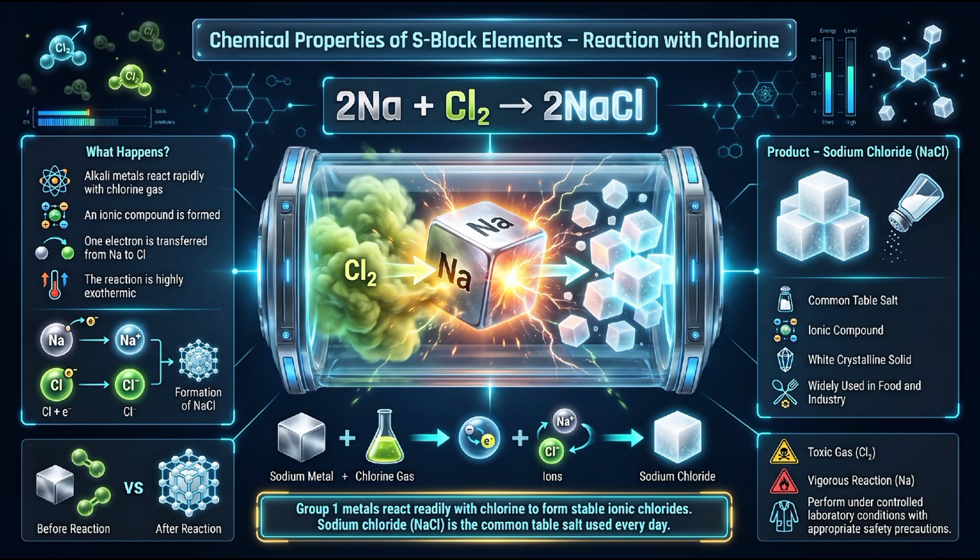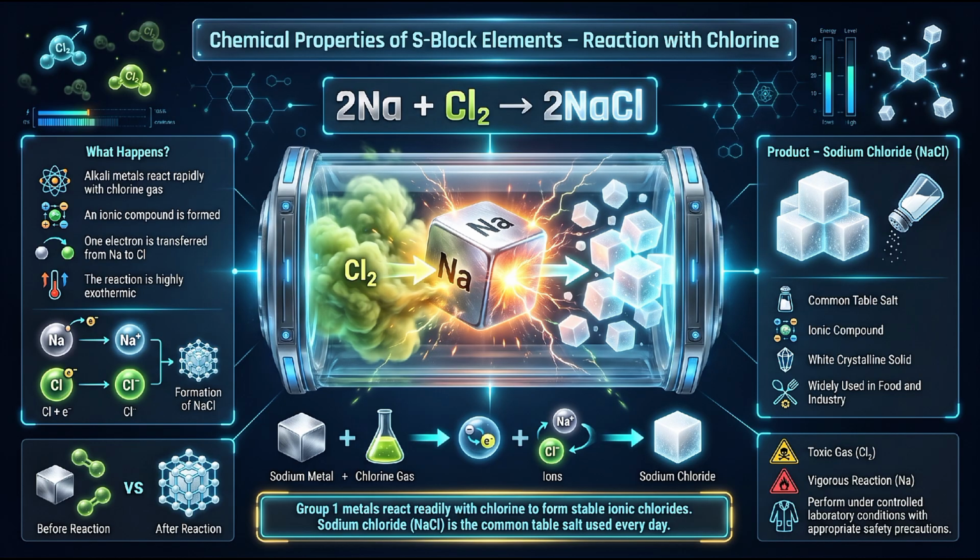After electron transfer occurs, the positively charged sodium ions and negatively charged chloride ions attract each other through strong electrostatic forces. This attraction forms an ionic bond. A compound formed by ionic bonding is called an ionic compound.